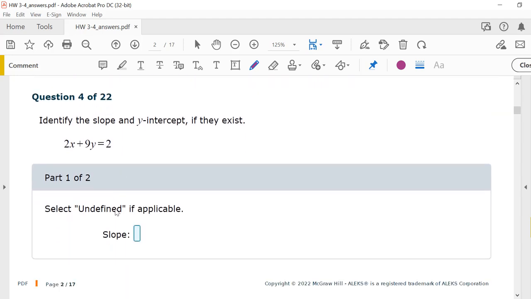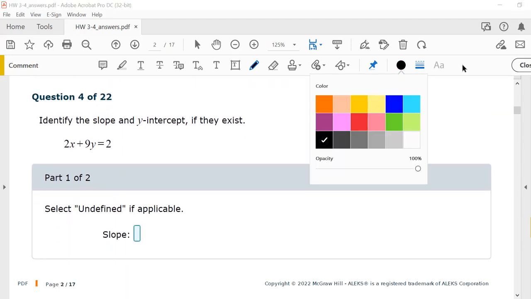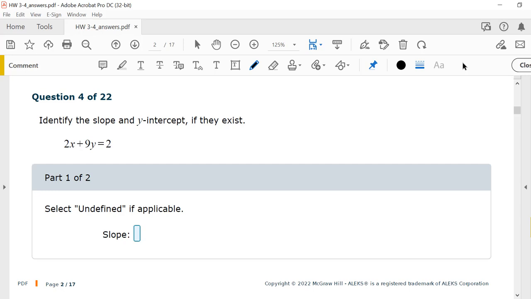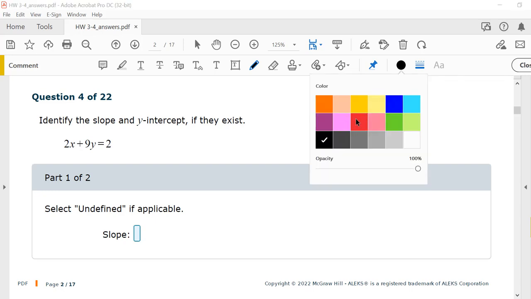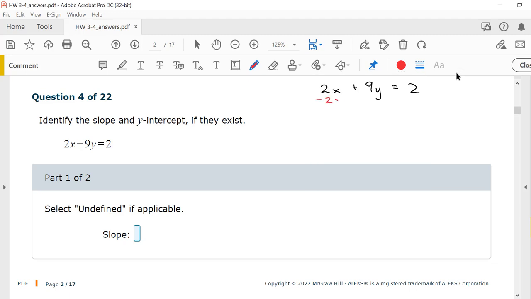Number 4, you have it in standard form, 2x plus 9y equals 2. Let's manipulate it a little bit and get y equals mx plus b form. So 2x plus 9y equals 2. I'm going to subtract 2x from both sides, and I'm going to write that first on the right. 9y equals negative 2x plus 2.